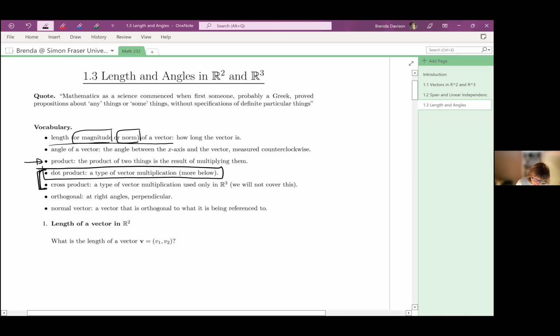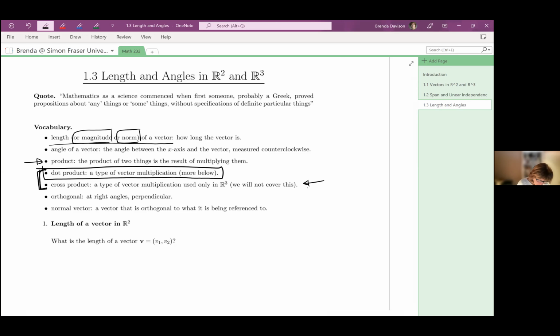We will not be, for the most part, using the cross product at all. Part of the reason for that is that the cross product is only defined in R3. So it doesn't exist in R2, it doesn't exist in R4 or any of the other ones. So it's of less general use, whereas the dot product is defined in all dimensions.